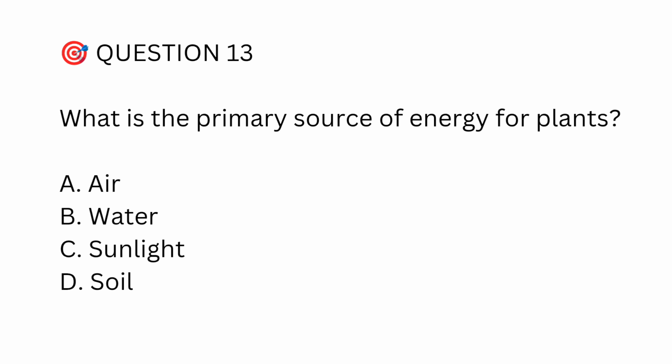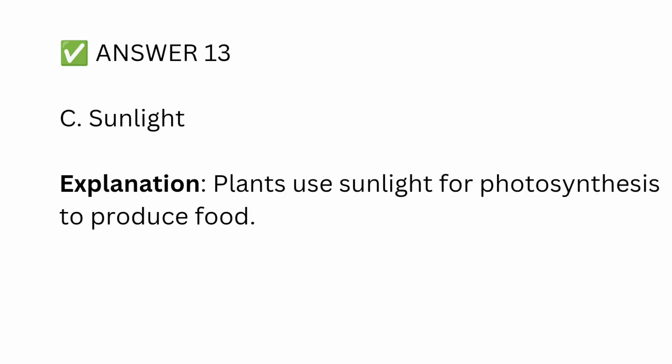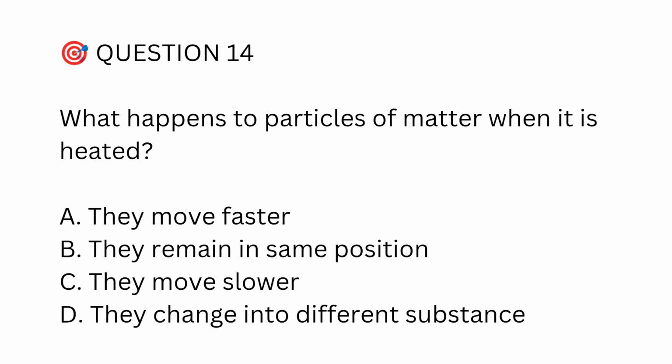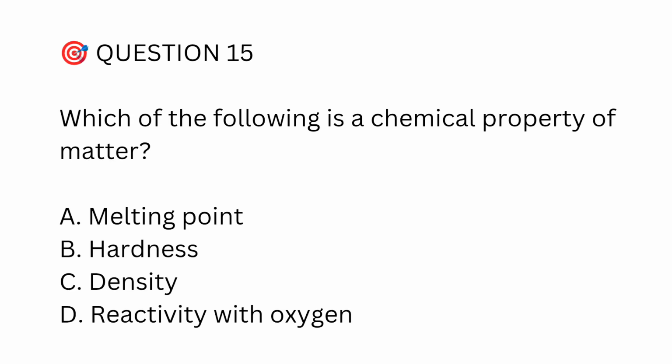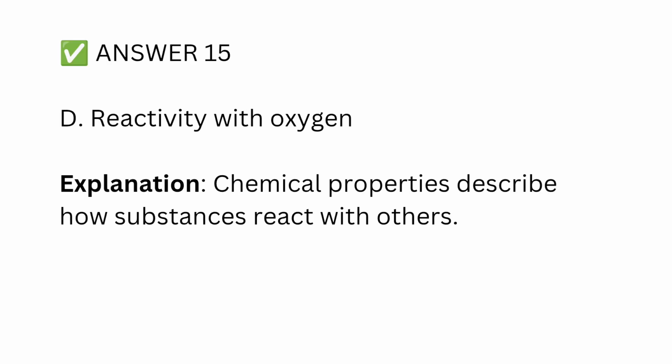What is the primary source of energy for plants? The answer is option C, sunlight. What happens to particles of matter when it is heated? The answer is option A, they move faster. Which of the following is a chemical property of matter? The answer is option D, reactivity with oxygen.